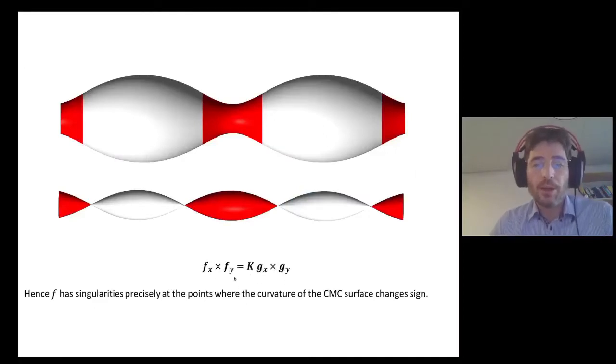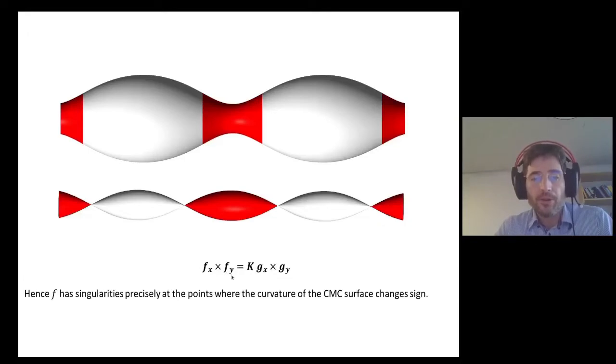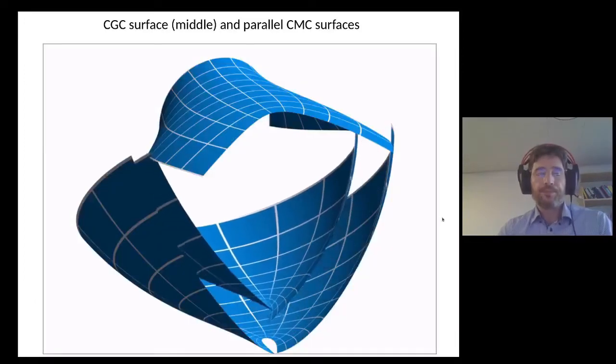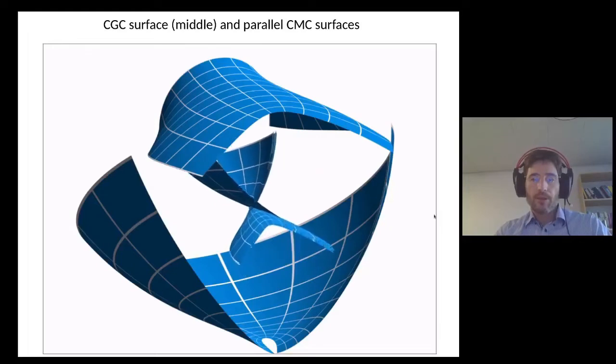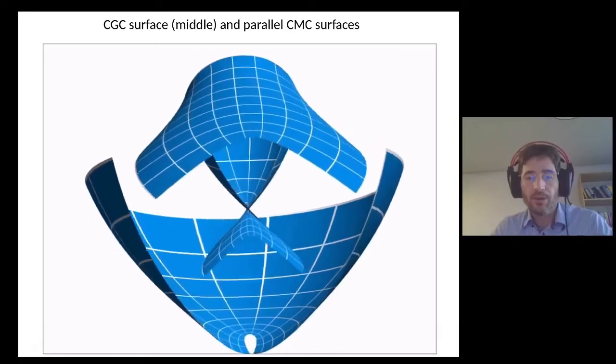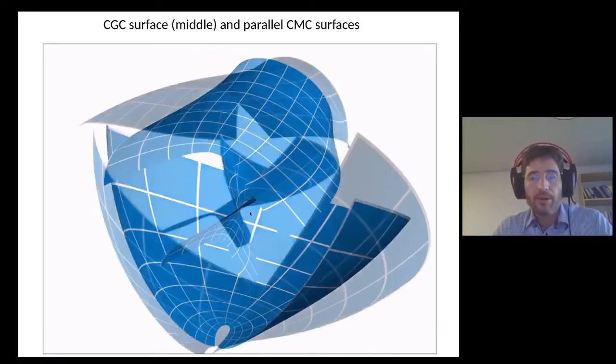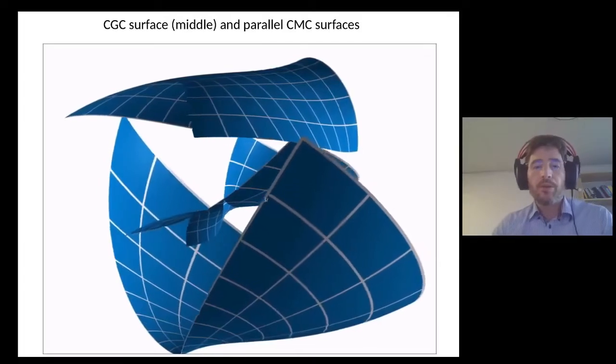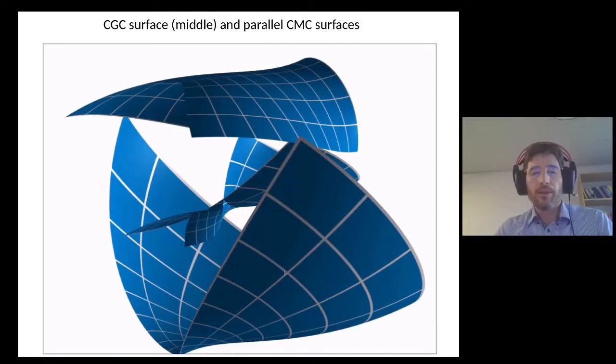And if you look at this formula here, for the cross products, you can see that any point where the CMC surface has 0 curvature, the corresponding CGC surface will have a singularity, because the cross product will be 0. Here's an example. In the middle you have the constant Gauss curvature surface, and since there are 2 choices of normal, we can get 2 parallel CMC surfaces to this.